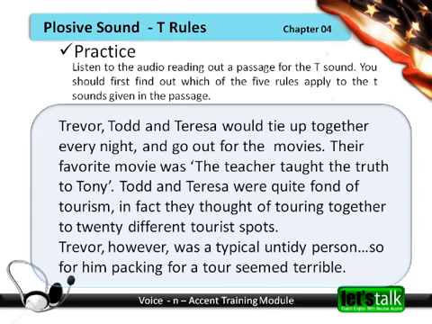Trevor, Todd and Teresa would tie up together every night and go out for the movies. Their favorite movie was The Teacher Taught the Truth to Tony. Todd and Teresa were quite fond of tourism. In fact, they thought of touring together to 20 different tourist spots. Trevor, however, was a typical untidy person. So for him, packing for a tour seemed terrible.